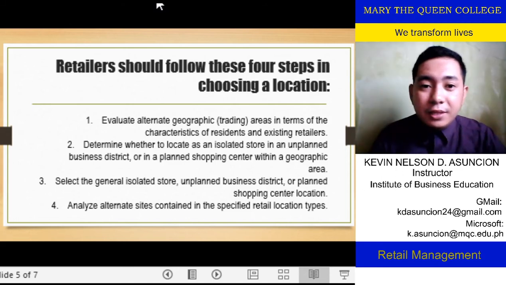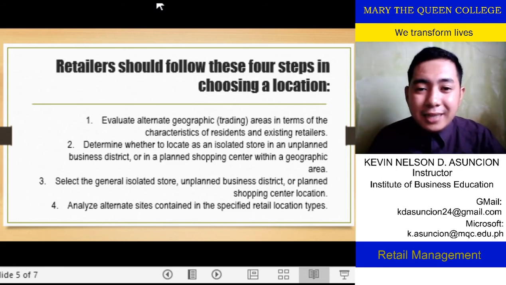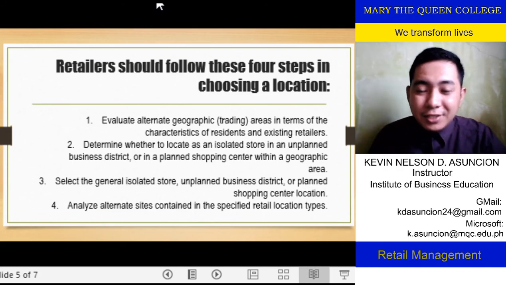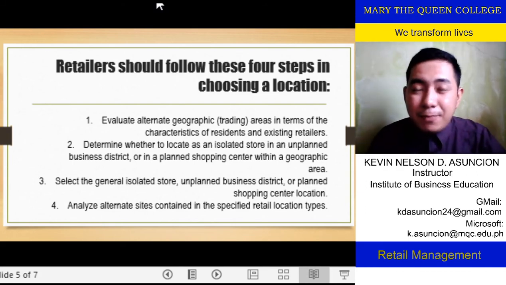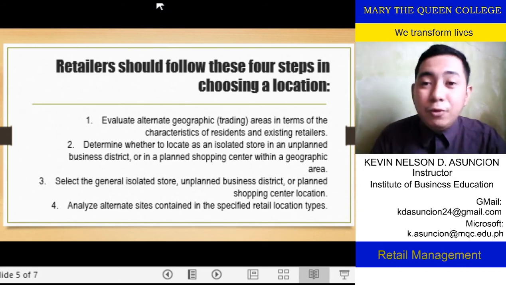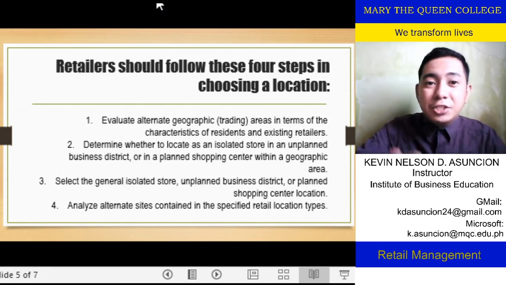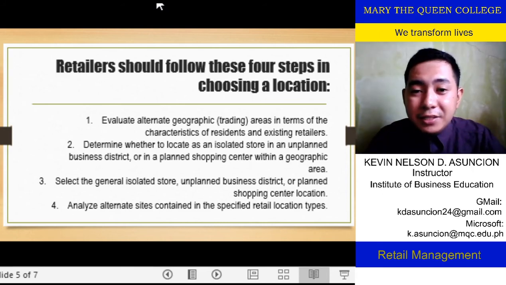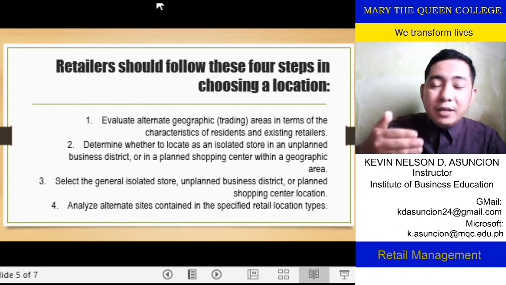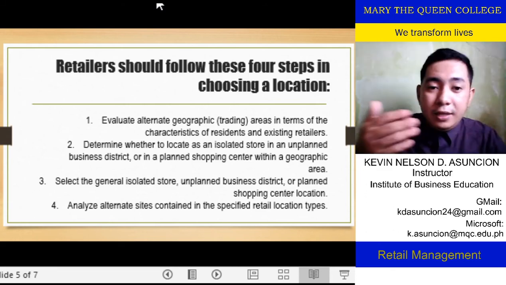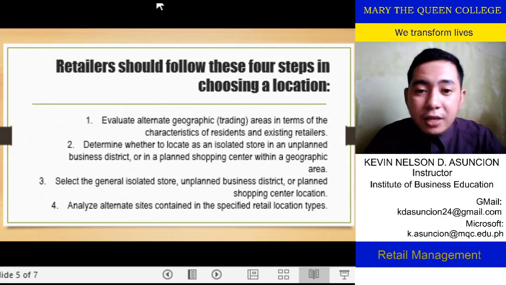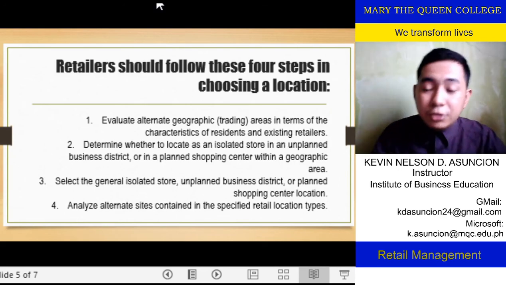Number two, determine whether to locate as an isolated store in an unplanned business district or a planned shopping center within a geographic area. So, sa paanong set up siya lulugar. Okay? So, on next chapter, we'll be discussing this. Select the general isolated store and planned business district. So, kung naka-determine ka na, na-locate mo na, pipili ka na ng alternative na yon and analyze alternate sites contained in this specified retail location type.